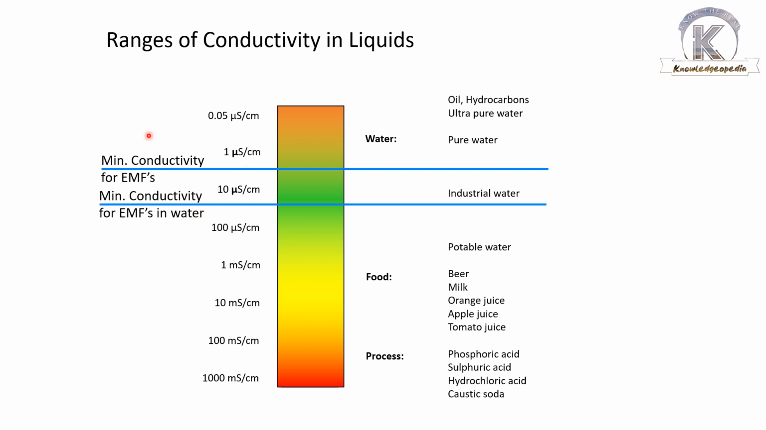Yeah, we have some other option for 1 microsiemens also, but this is very rare. Okay, so suppose demineralized water or ultra pure water. Ultra pure water means it has a very low conductivity. Okay, it comes in this range. Or suppose pure oil or mineral oil and organic hydrocarbons, gasoline, solvents, motor oils, etc.